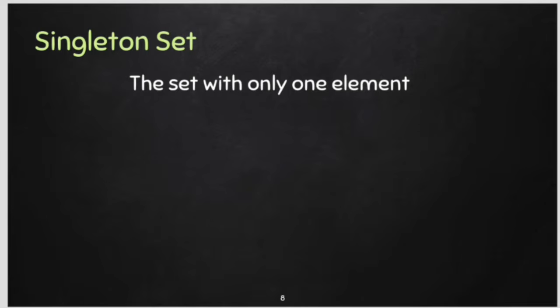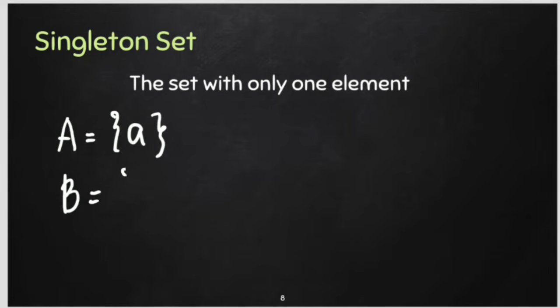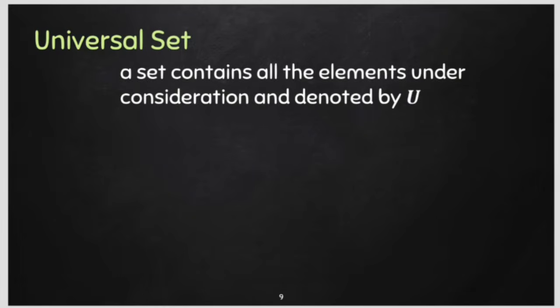Next is the singleton set, a set with only one element. So let's say, for example, it's just one element, singleton. You could have B equals {0}, or you can have C equals {2}. Next, we have the universal set, a set containing all the elements under consideration, and it is denoted by U.